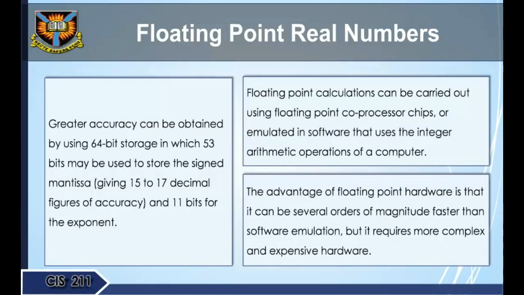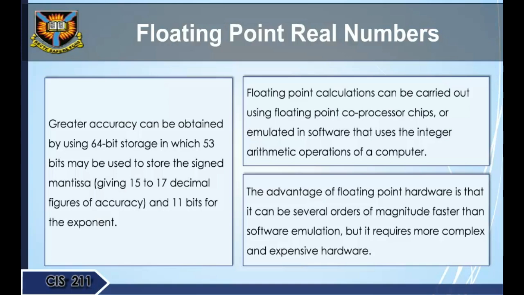Greater accuracy can be obtained by using 64-bit storage, in which 53 bits may be used to store the signed mantissa, giving 15 to 17 decimal figures of accuracy, and 11 bits for the exponents.